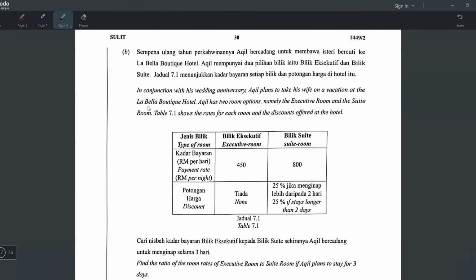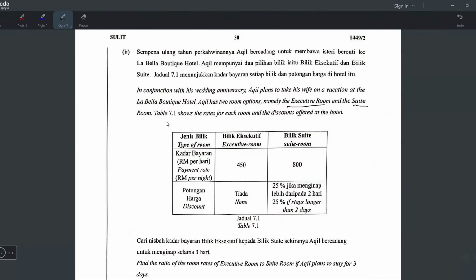Okay, B. What chapter is this? I don't know. Let's read. In conjunction with wedding anniversary, Akil plans to take his wife on a vacation at the La Bella Boutique Hotel. Oh my god. Okay, Akil has 2 rooms option, namely the executive room and the suite room.